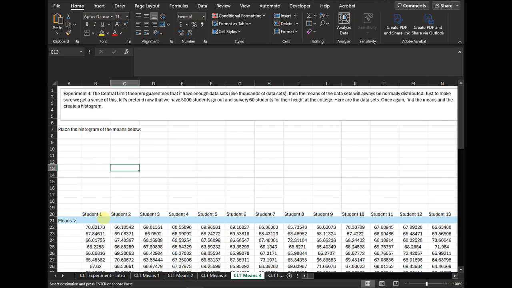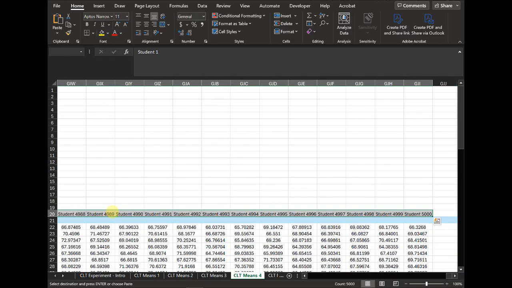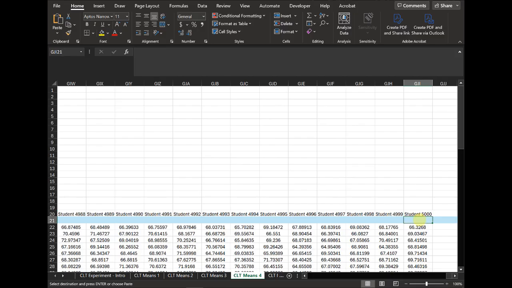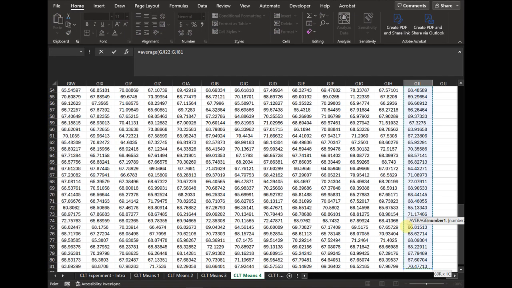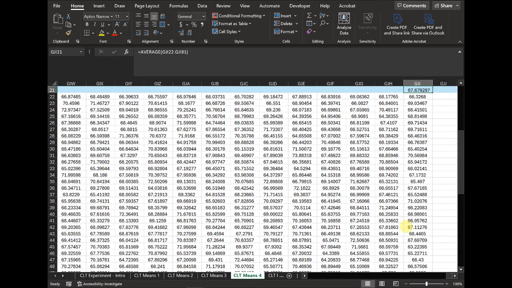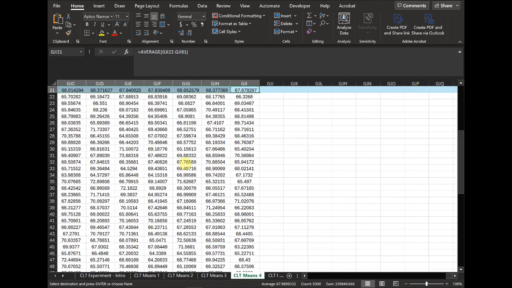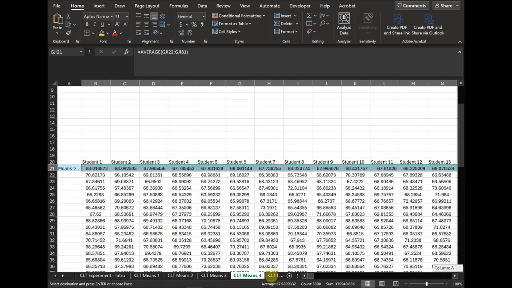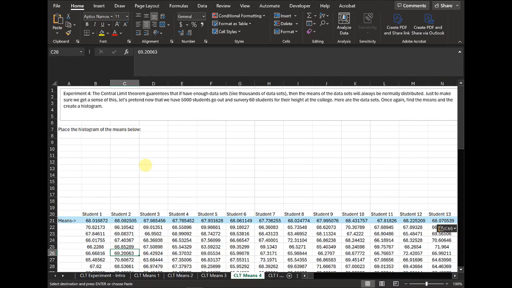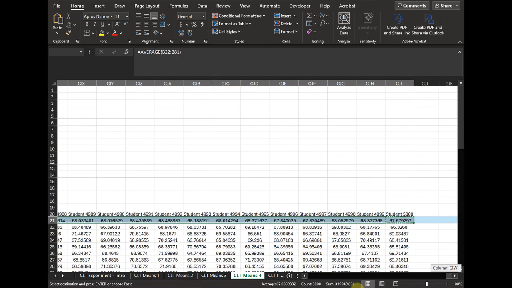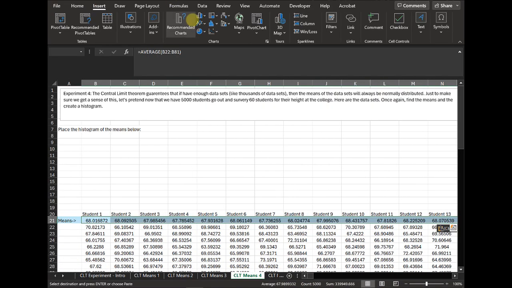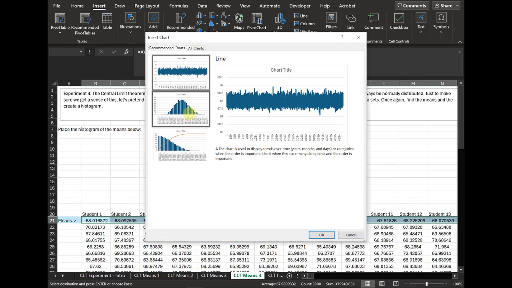So now what I have here is, let's see, how many students do I have? This is 5,000 students. So now I have 5,000 students with their data. And I'm going to do the same thing once again. I'm going to write out my means for them. So now I've had 5,000 students go out and survey 60 students. So what does the histogram look like in this case? Once again, I'm going to insert.